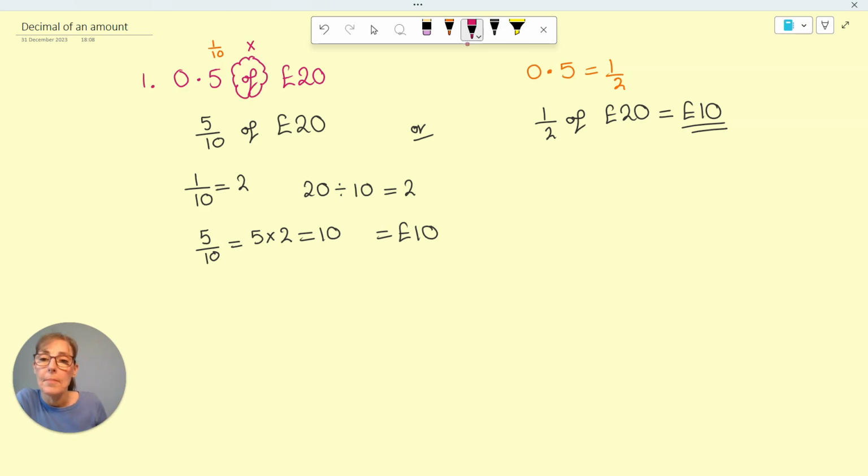So we could do 5 tenths multiplied by 20, and that's 20 over 1. So 5 times 20 is 100, and 10 times 1 is 10. And how many 10s fit into 100? 10. So that leaves us with £10, which is the same. So what I'm going to do is choose which way I solve this problem depending on the question.